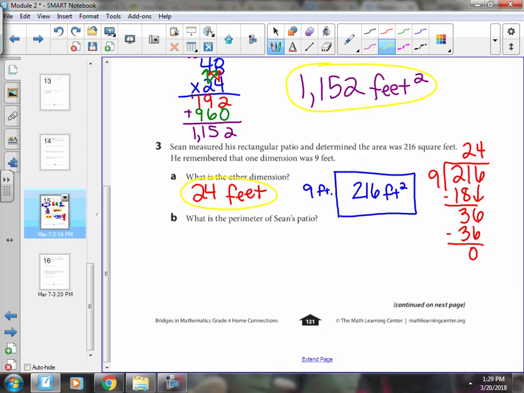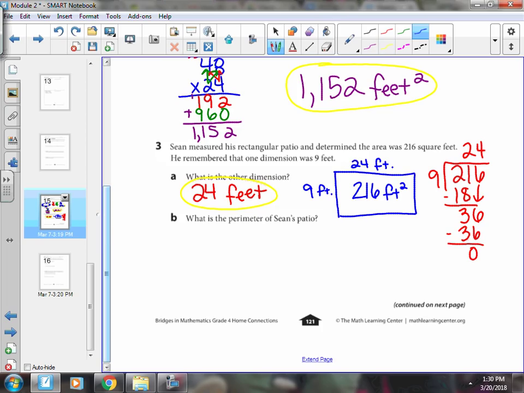Letter B, I think this will be helpful, our picture. Letter B, what's the perimeter? And to find the perimeter, you do need both of the dimensions. So we knew one was 9, and we just figured out that the other one was 24. So to find the perimeter, we need to do 24 plus 9 plus 24 plus 9, right? All 4 sides added together.